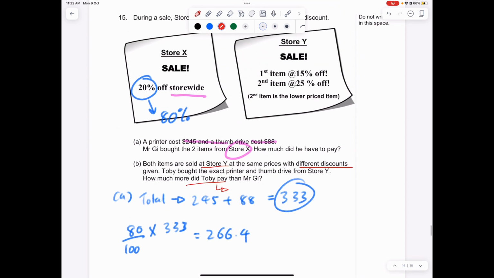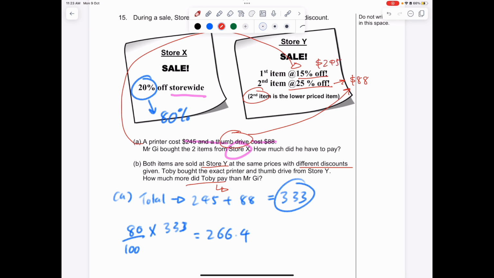Okay, so first item is at 15%, second item is at 25%. So they say here already, second item is the lower price item. So the lower price in this case is $88. Why? Because this is the lower price. So the lower price is actually your thumb drive. And then the first item is actually your printer, which is at $245.